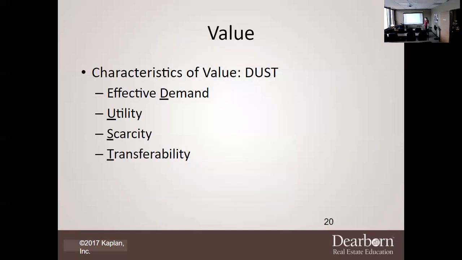Okay? So the key things that we determine when we're looking at value is we determine the characteristics of value utilizing this acronym of DUST. Okay? To determine value, we have to determine the demand, the utility, the scarcity, and the transferability. Okay? So, Mr. Eugene, 1940s, 50s, 60s. What do you think the demand for land was?